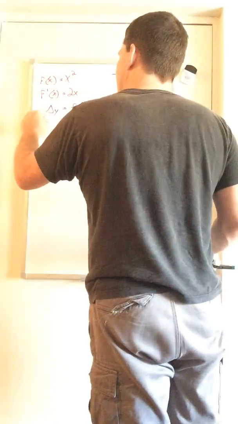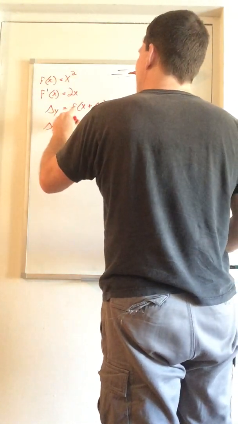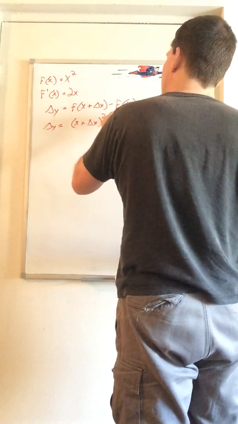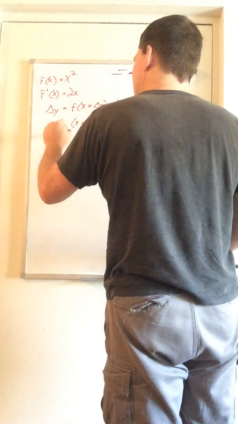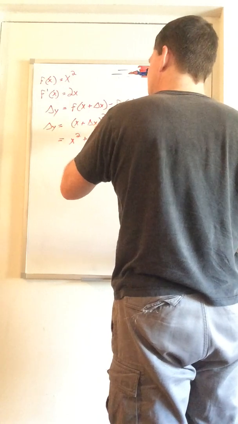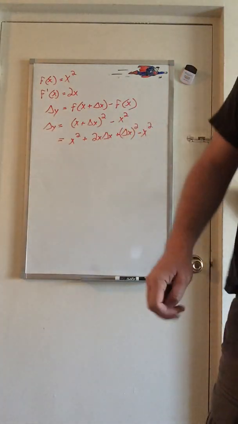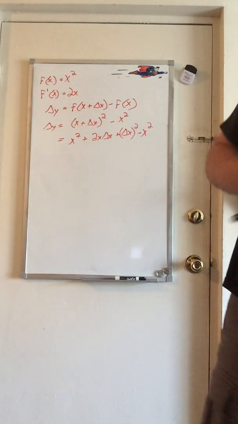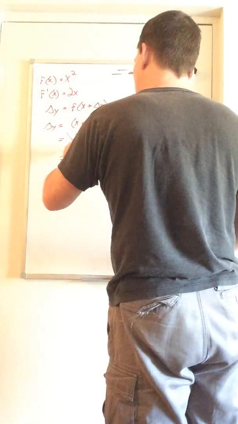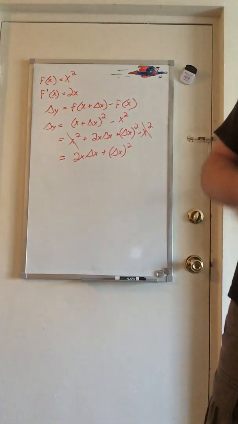Well, okay, good. Then plug that in up there. We should get delta y is equal to f of x plus delta x. That's x. So that's x plus delta x squared minus x squared, which is x squared plus 2x delta x plus delta x squared minus x squared equals, the x squareds cancel. I get 2x delta x plus delta x squared.